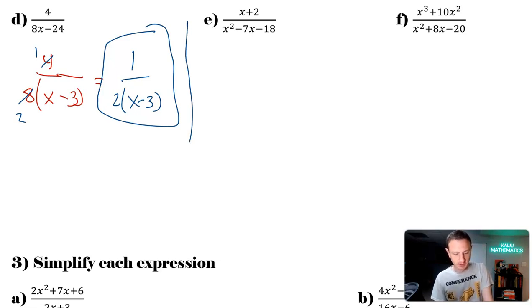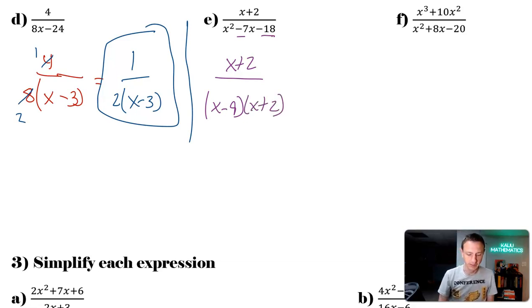Next one, x plus 2 over x squared minus 7x minus 18. So what can we take care of here? Well, first of all, I can factor the denominator. So x plus 2 is going to be left alone in the numerator. The denominator can factor: two numbers that multiply to negative 18 and add up to negative 7 are going to be x minus 9 and x plus 2. So negative 9 times 2 is negative 18. Negative 9 plus 2 is negative 7.